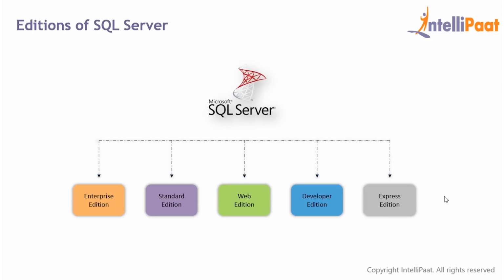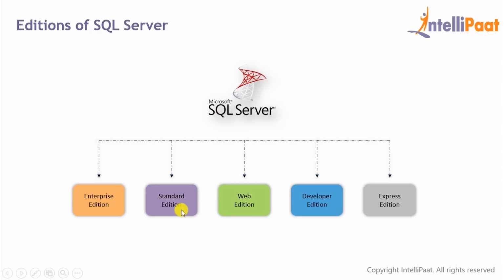Now let's look at the different editions of SQL Server. So first we have the Enterprise Edition. SQL Server Enterprise Edition includes both the core database engine and add-on services, and with a range of tools for creating and managing a SQL Server cluster. So it can manage databases as large as 524 petabytes, and it supports 640 logical processors.